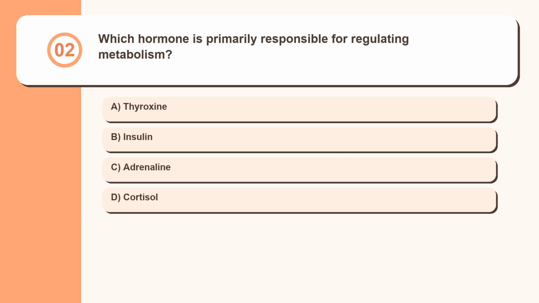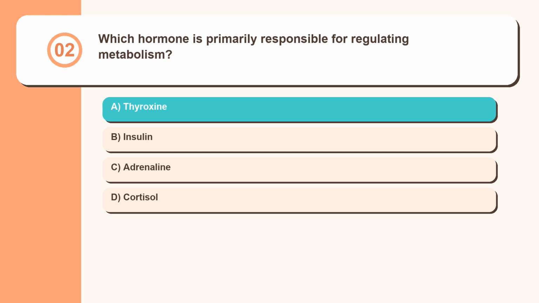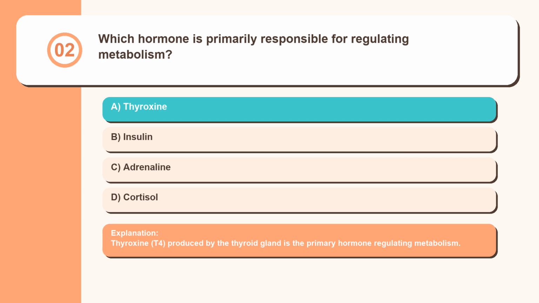Question 2. Which hormone is primarily responsible for regulating metabolism? Thyroxine, insulin, adrenaline, cortisol. Thyroxine, T4, produced by the thyroid gland is the primary hormone regulating metabolism.